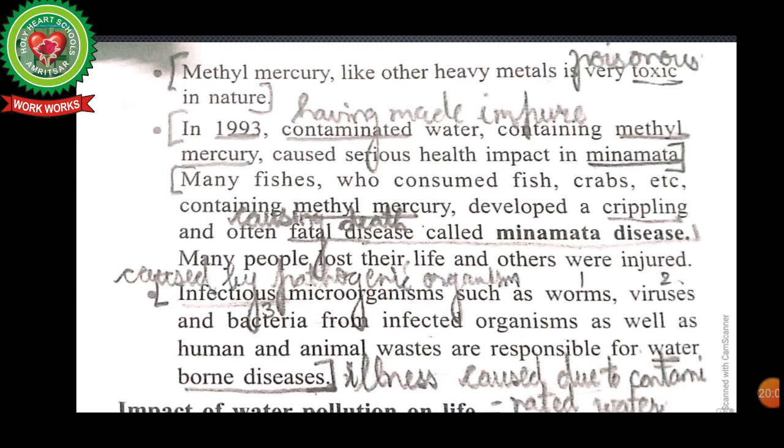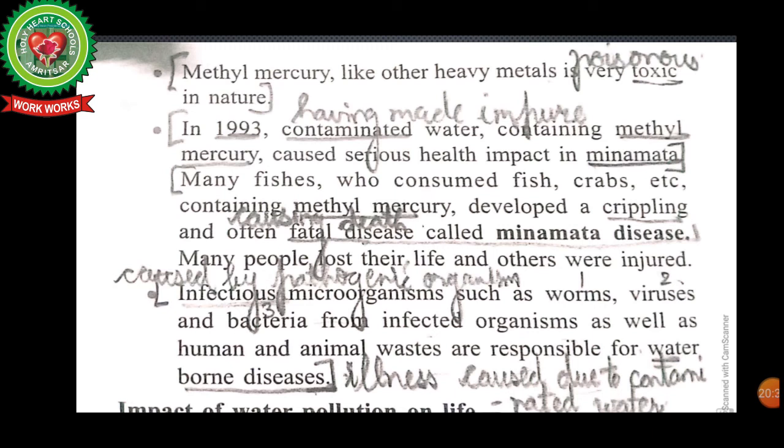I have already told you and shown the location of Minamata in the previous slides. Many people who consumed fish, crabs, etc. containing methyl mercury developed a crippling and often fatal disease, that is causing death, called Minamata disease. Many people lost their life and others were injured. These are the harmful effects of Minamata disease.